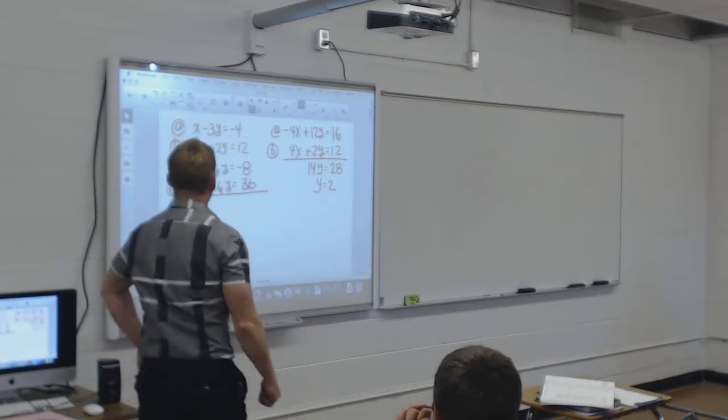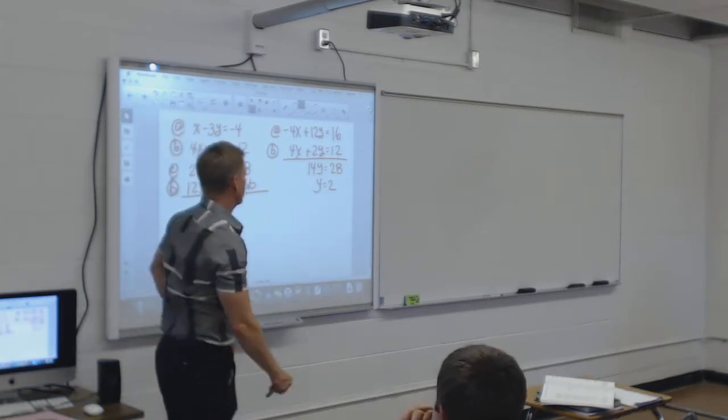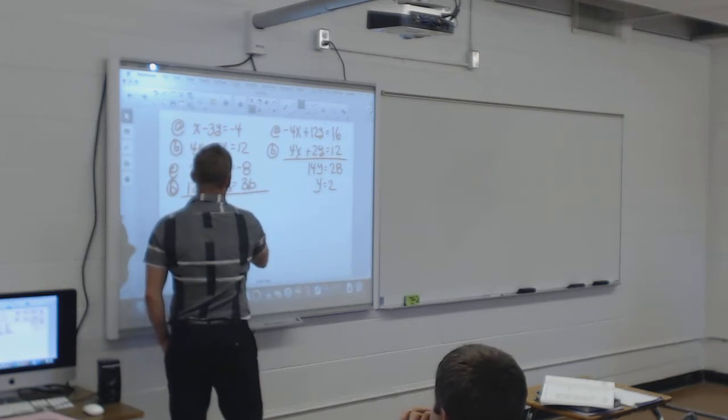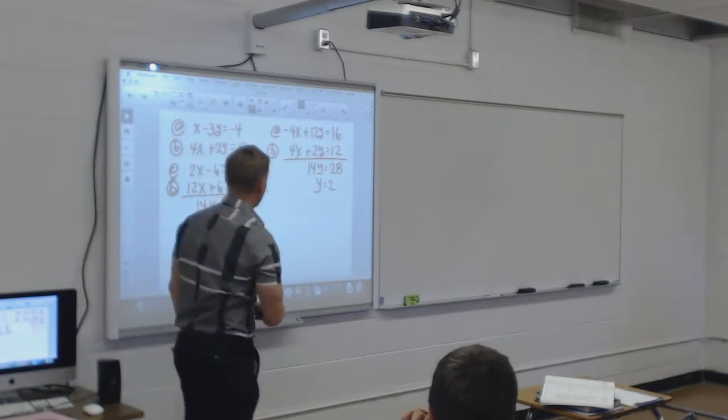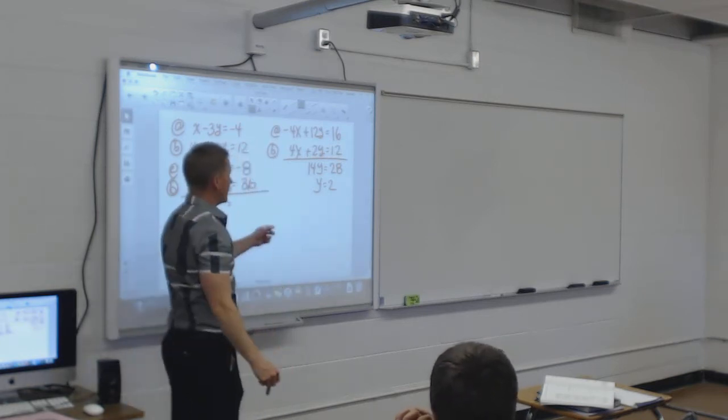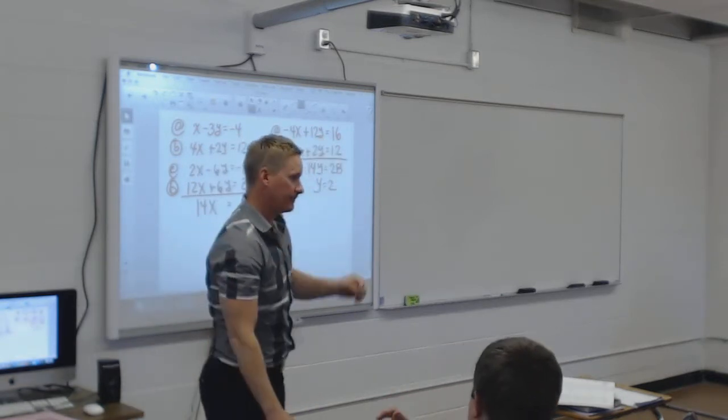So 2x and 12x make 14x equals minus 8 add 36. 42.